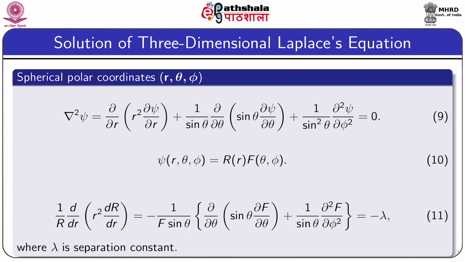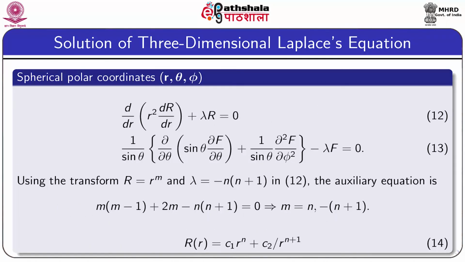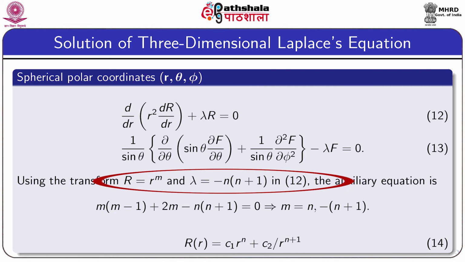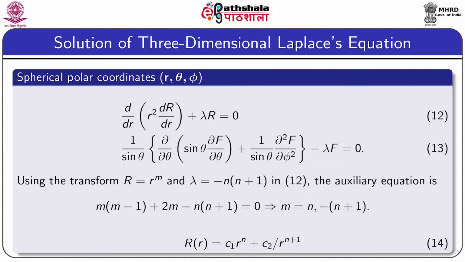So, from this equation we are separating the variable capital R from theta and phi. In this way we are separating, and we are assuming that lambda is the separation constant. Now, equating the expression for R which is written here to minus lambda, we get the equation for capital R which is written in equation number 12. And if you see, this is the famous Cauchy-Euler equation. So, the solution of this equation can be assumed in the form capital R equals r to the power m, and this small m can be determined from the value of lambda.